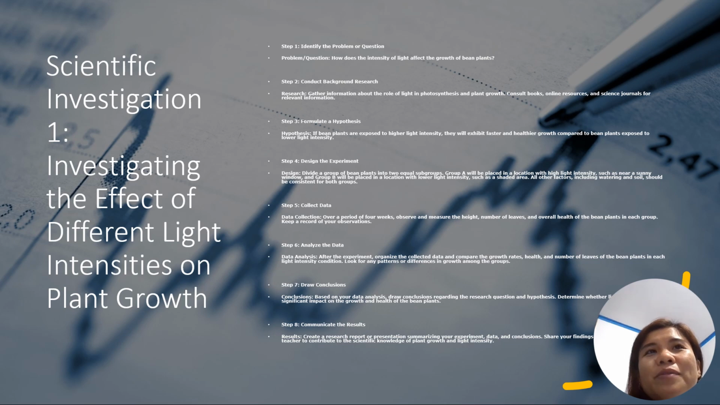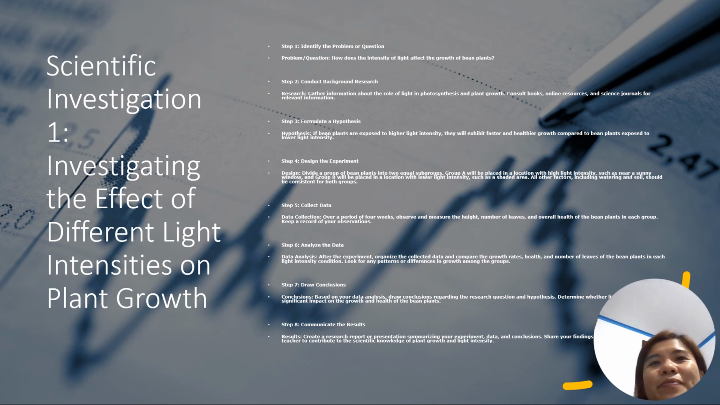Then step 6, analyze the data. In data analysis, of course, this happens after the experiment. You have to organize the collected data and compare the growth rates, health, and number of leaves of the bean plants in each light intensity condition. Look for any patterns or differences in growth among the groups. If you cannot see any pattern, do another trial, and another trial. At least 3 trials.